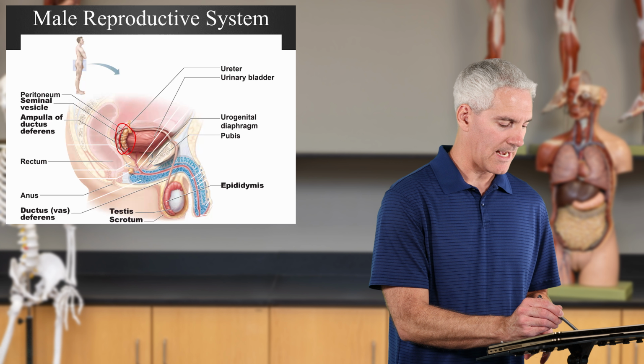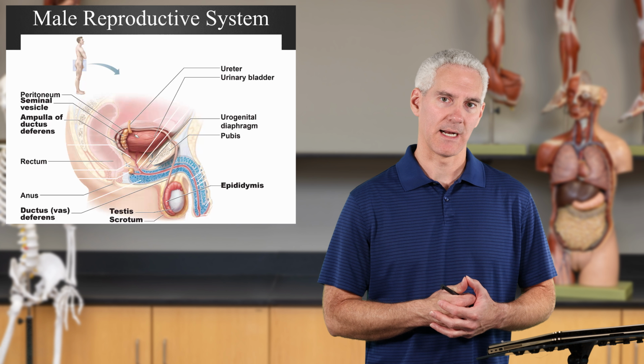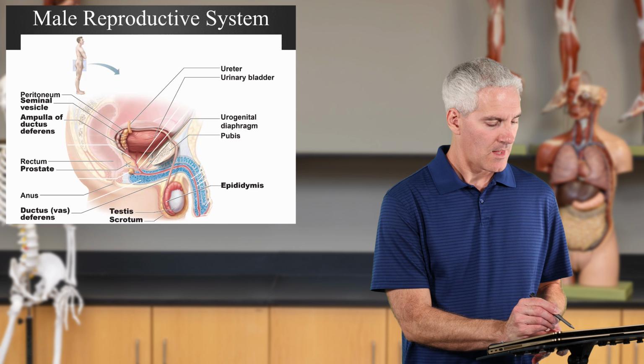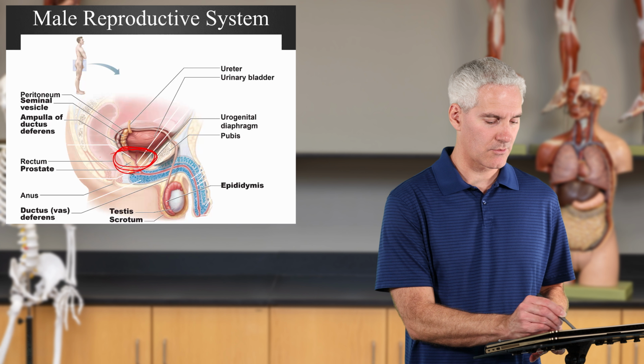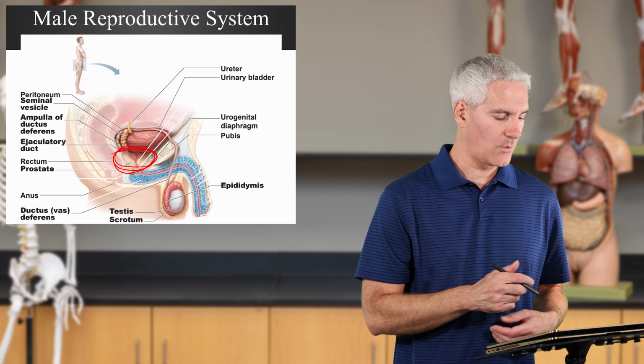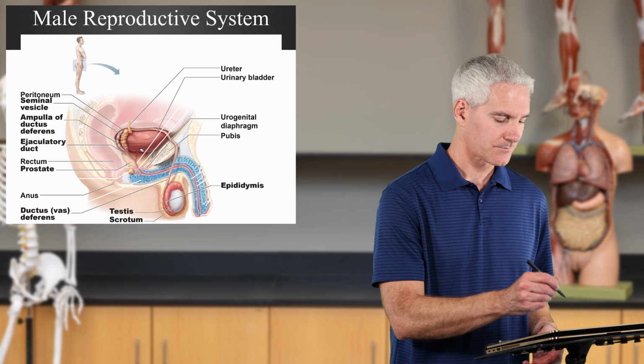The ampulla of the ductus deferens is just the end of the ductus deferens, or the vas deferens, and where the two are combining. Now, both the ductus deferens and the seminal vesicle combine right inside the prostate. Now, you can see the prostate is this structure right here. The prostate, as we mentioned back in the urinary system, is sitting just inferior to the urinary bladder. But you'll notice that you have two different ducts coming together from the seminal vesicles and the vas deferens coming together and joining. Where they join is called the ejaculatory duct. Now that's inside of the prostate.